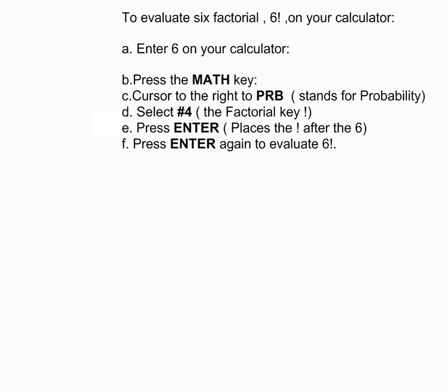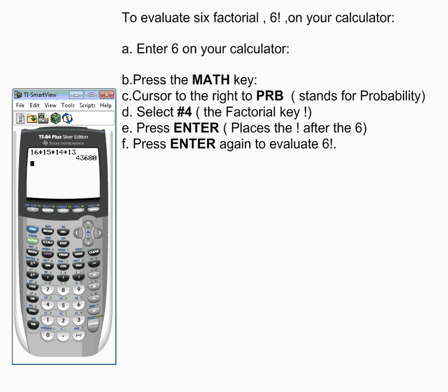Now, you can also do this on your calculator. Let's clear that one. If I want to evaluate 6 factorial on my calculator, I'm going to put in the number 6. Then I'm going to press the math key, and I'm going to cursor over to the PRB menu, which stands for probability. I'm then going to cursor down to number 4. You see that exclamation point, or the factorial. I press enter again, and there's that 720. So that is a good thing to know how to do.